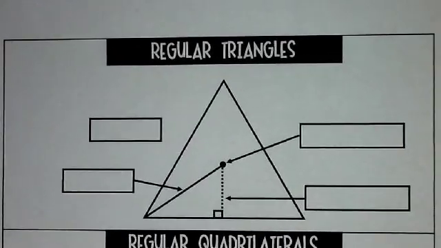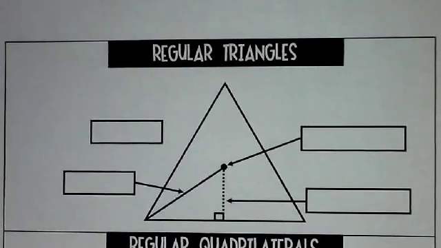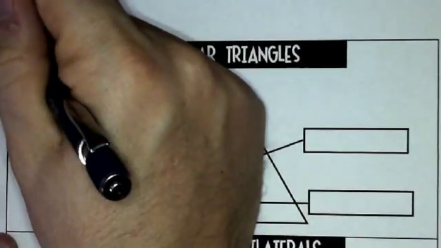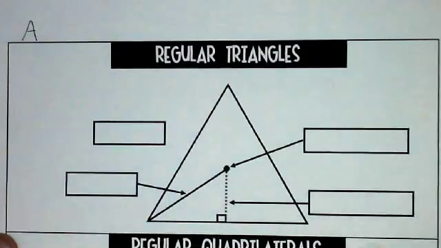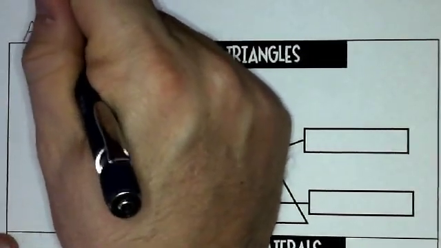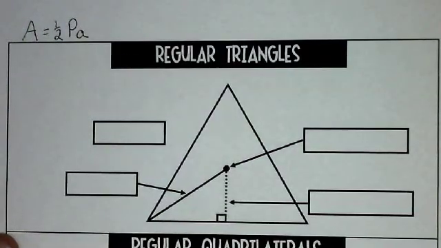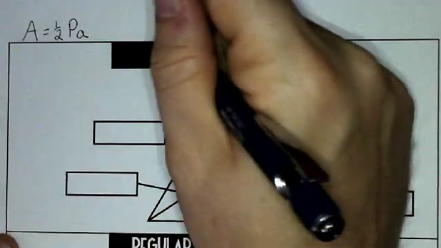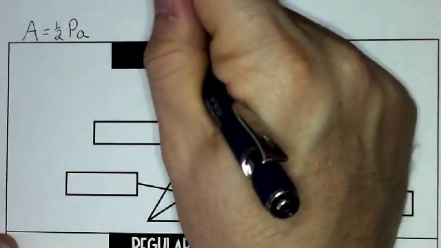Hello, today we're going to talk about regular polygons and how to find their area. So let's start off with the area formula. The area of a regular polygon equals 1/2 of the perimeter times the apothem, and this would be on your formula chart. Let me go ahead and reiterate.